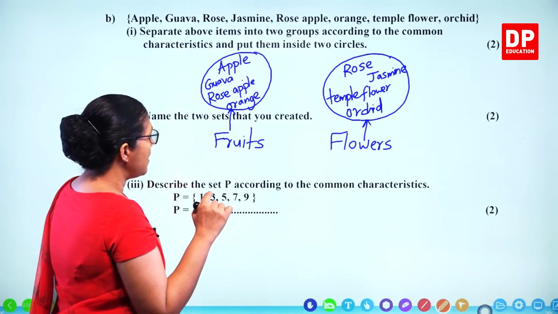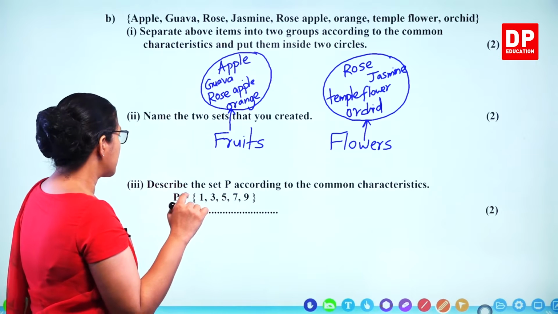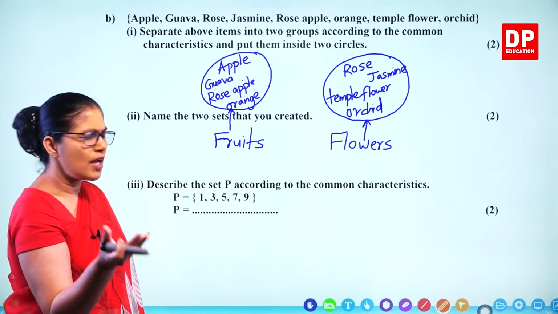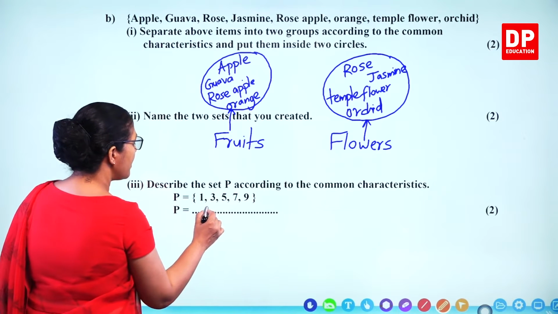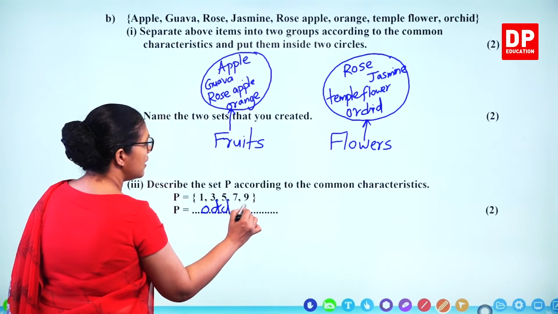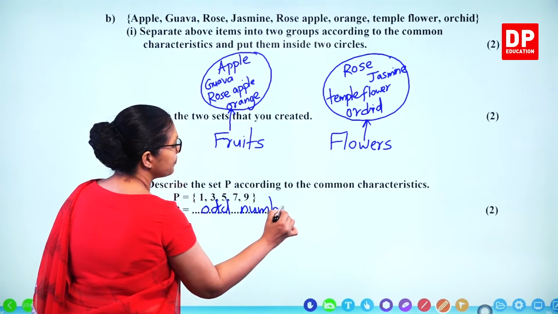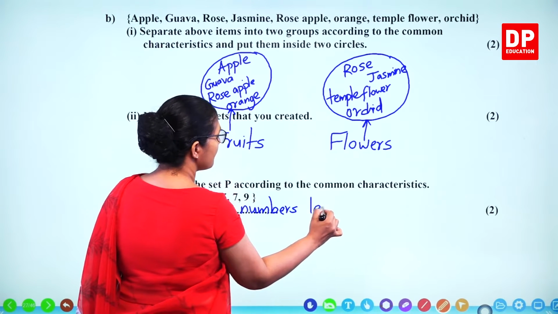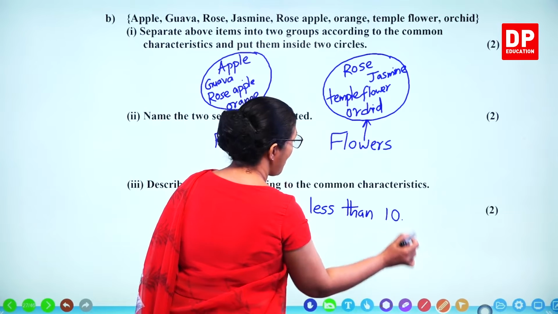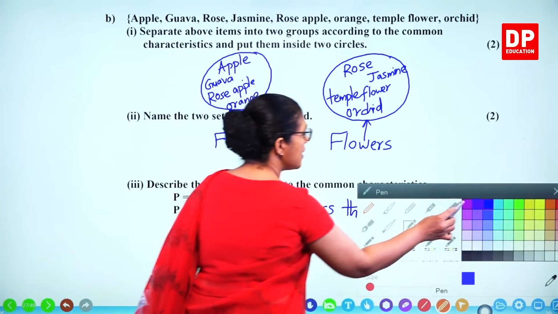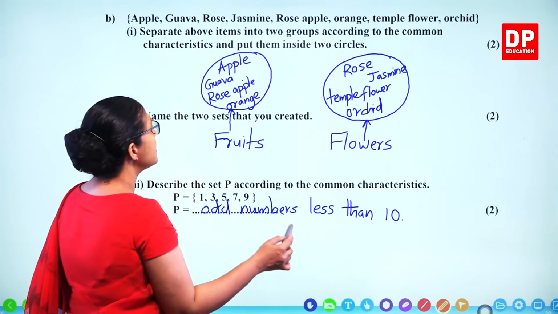Describe the set P according to the common characteristics. 1, 3, 5, 7, 9. What are those? Odd numbers. So we can say odd numbers less than 10. You can't write just odd numbers. You have to give the limit. Odd numbers less than 10.